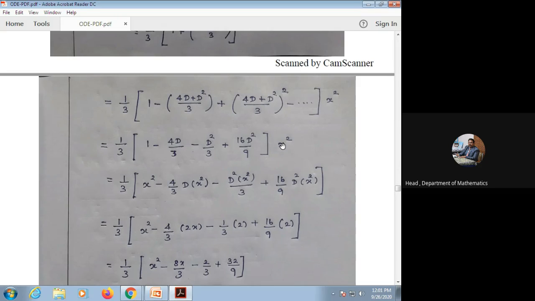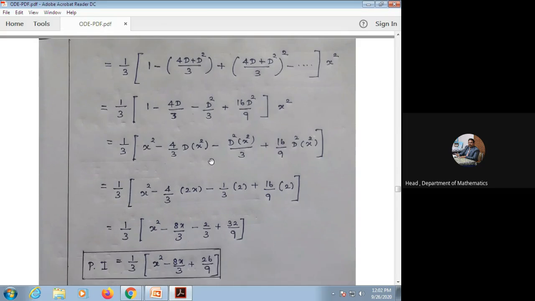Then you have to take x square inside and multiply. Therefore 1 into x square, here 4d of x square by 3, here d square of x square by 3, here 16 by 9 d square of x square. How to use these values? X square minus 4 by 3, what is d of x square? That is the first derivative of x square, that is 2x. Here the second derivative of x square is 2, and here also the second derivative of x square is 2.